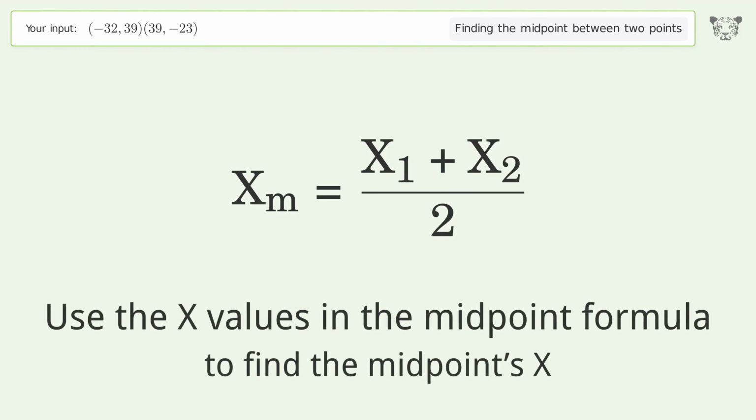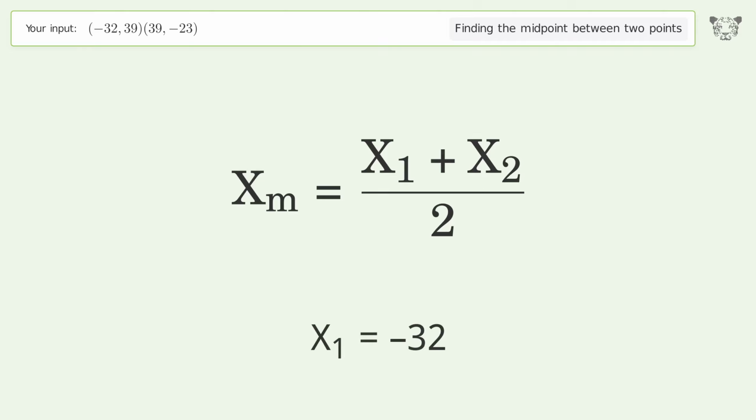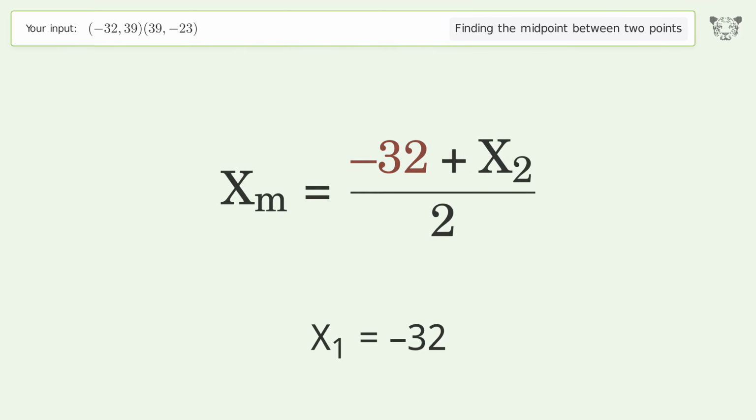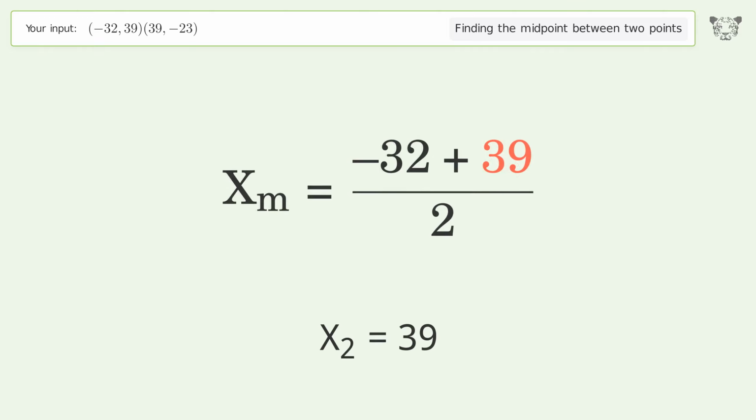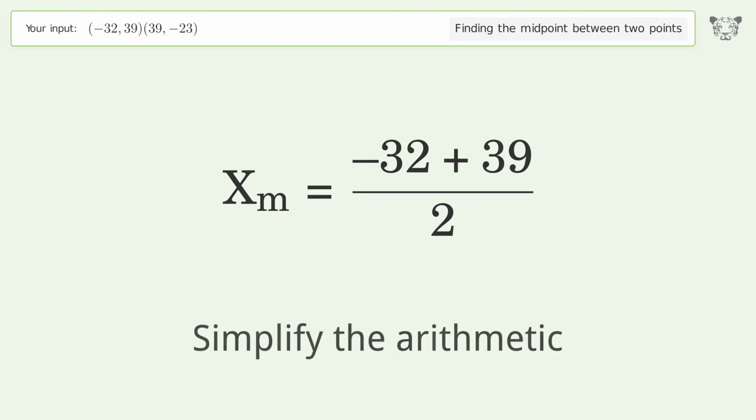Use the x values in the midpoint formula to find the midpoints x. x1 equals -32. x2 equals 39. Simplify the arithmetic.